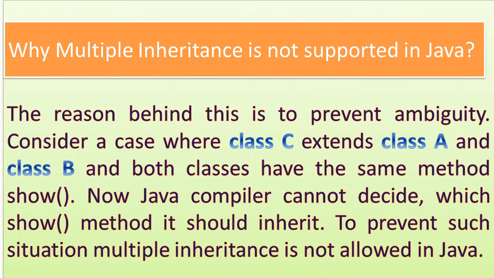Multiple inheritance is not supported in Java. The reason behind this is to prevent ambiguity. For example, if we take a situation where class C inherits from class A and class B, and both classes A and B have the same method, show. Now the Java compiler cannot decide which show method it should inherit. That means this show method belongs to which class, whether class A or class B. So to prevent such a situation, multiple inheritance is not allowed in Java. So what is the solution? The solution in Java for multiple inheritance is interface.